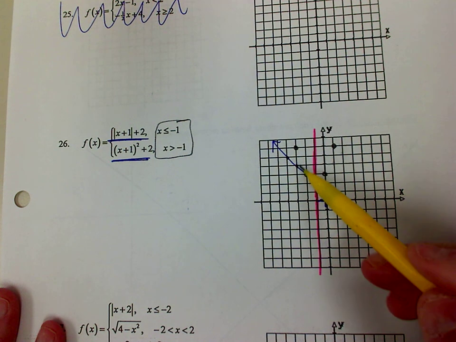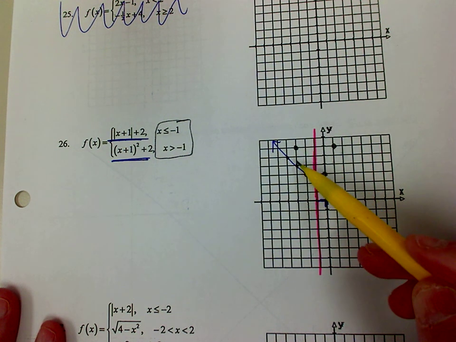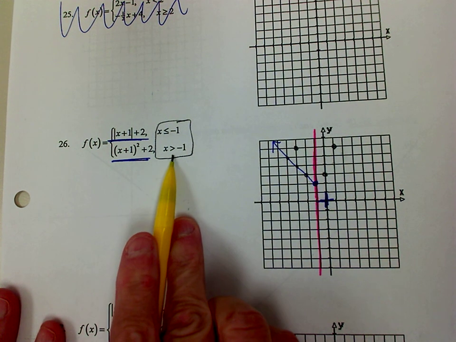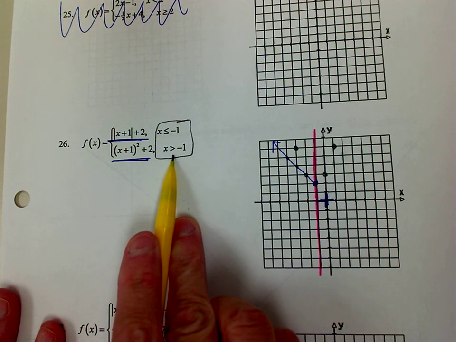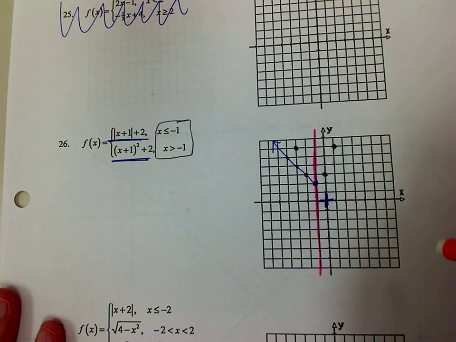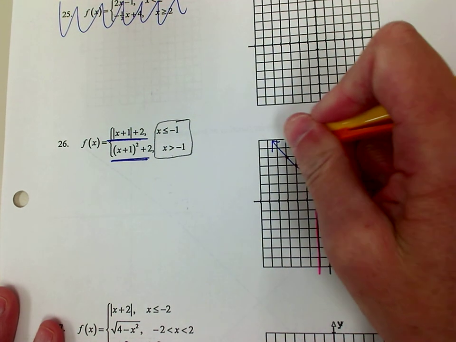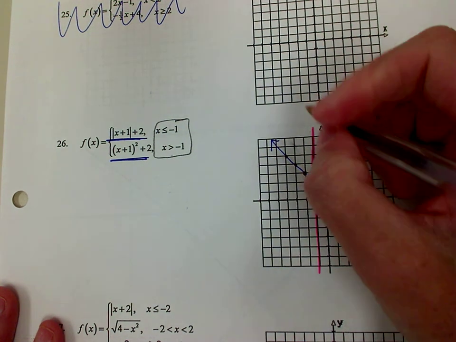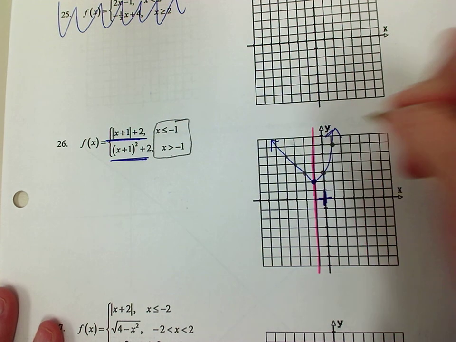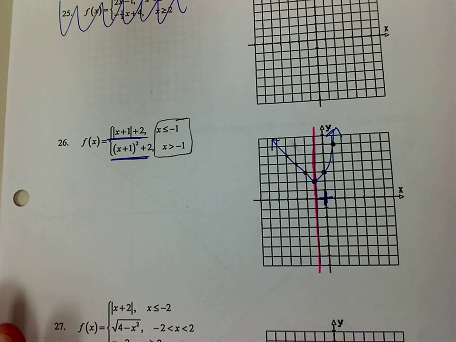Okay, so there are my points for my parabola, but I don't want all these points. This time it's greater than -1, so I only want the points on the right side. So I can erase this one. And this is what that would look like. So the left side's a V-graph and the right side is a parabola.